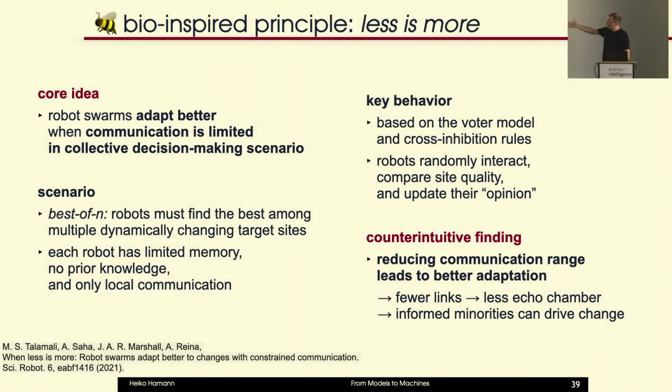So this is what we call best-of-n: many options, different qualities. We assume these robots are quite dumb. They have a limited amount of memory, no prior knowledge, and only local communication. And in this paper I'm referring to, Talamali et al., they used the so-called voter model, where you take the opinion from one of your neighbors. This is not how you should make your political decisions, by the way. So you pick one random neighbor and just copy their opinion.